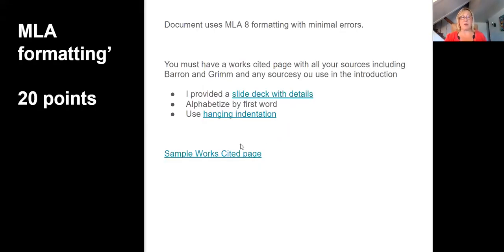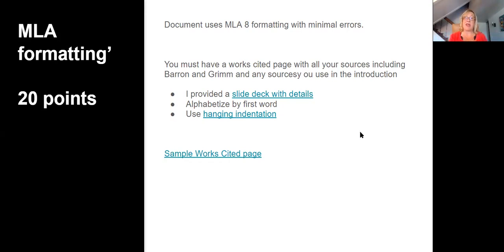So the paper itself is worth 200 points. 10% or 20 points is MLA formatting. Now I've provided a slide deck with details. You can click on that. You need to alphabetize your works cited page alphabetically by the first word, use hanging indentations.